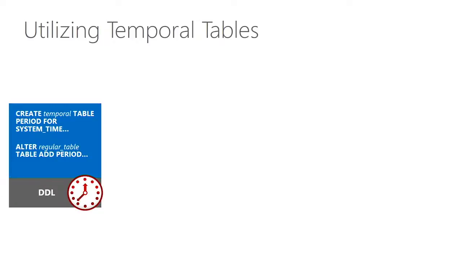How can you use temporal tables in SQL Server 2016? First, we are providing simple syntax for creating temporal tables. You can just create a new table and mark it as temporal. If you have existing tables and you want to track history on that table, you can just alter the table and mark it as temporal. These are simple DDL statements with just some simple additional query clauses.